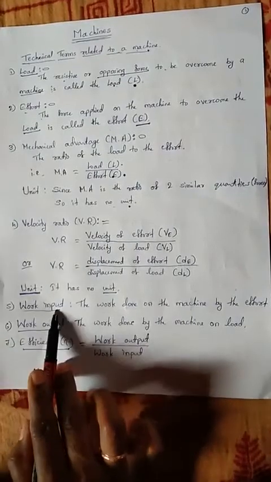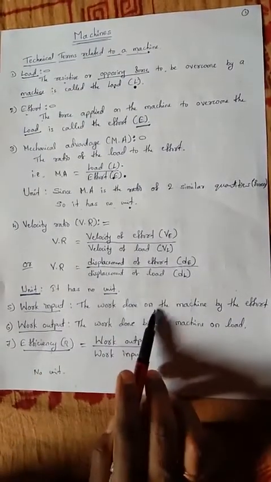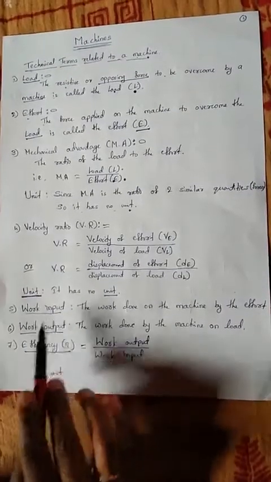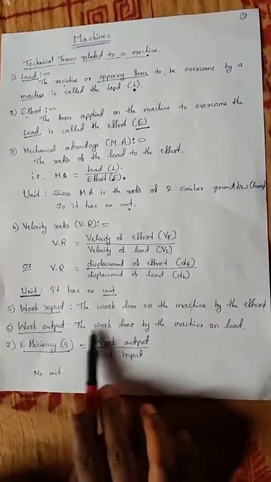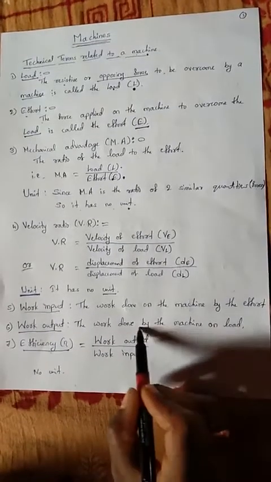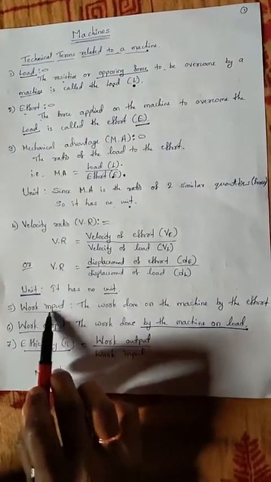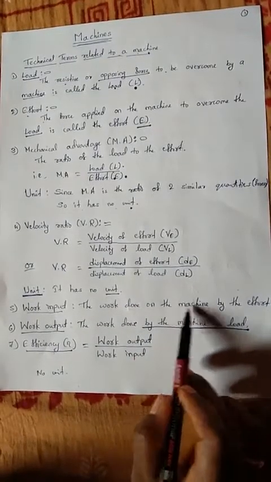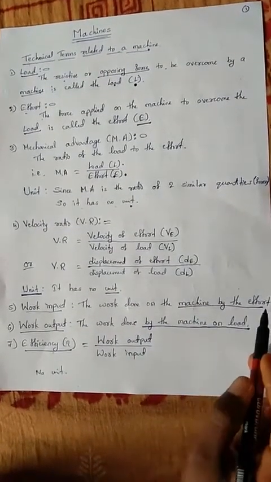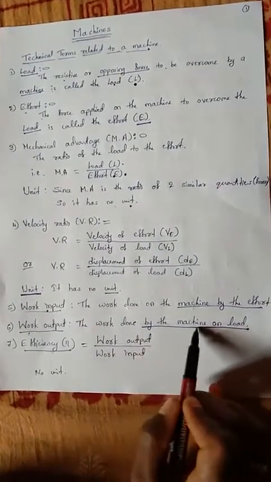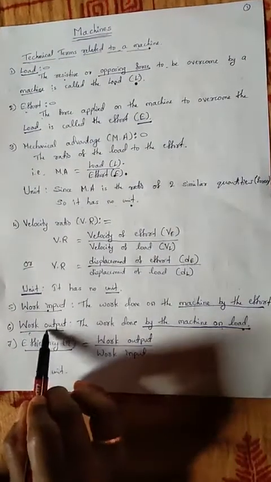Work input: the work done on the machine by the effort is called the work input. Work output: the work done by the machine on a load is called the work output.